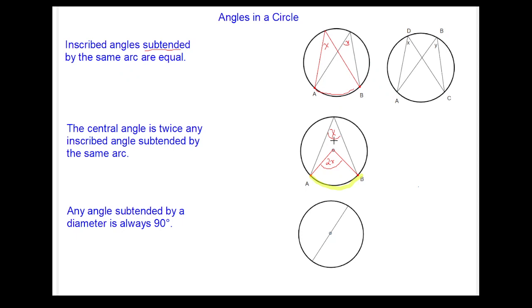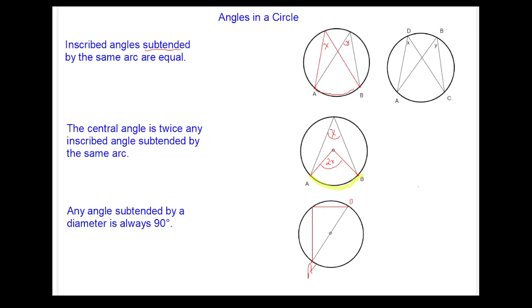It says that any angle subtended by a diameter is always 90 degrees. This is actually just a special case of the version that we looked at. If you want, we can look at it this way. Call this A and call this B. There's our central angle, so let's get a straight line here. There we go. So again, we're still going from A to B. The central angle here is 180 degrees. So using the property up here, the angle in here must be half of that, must be 90 degrees.